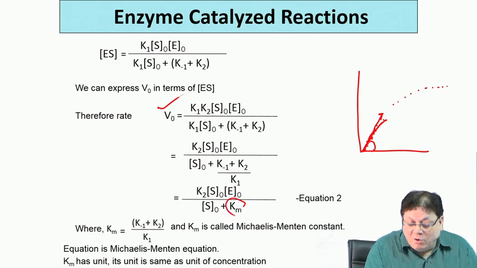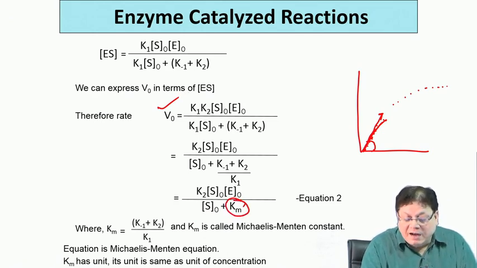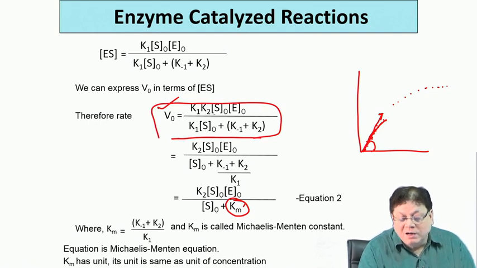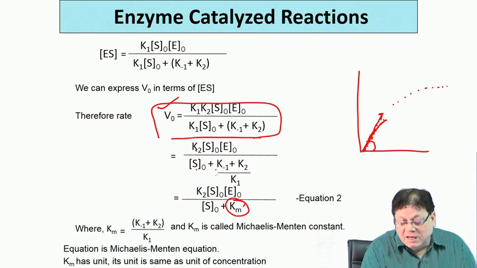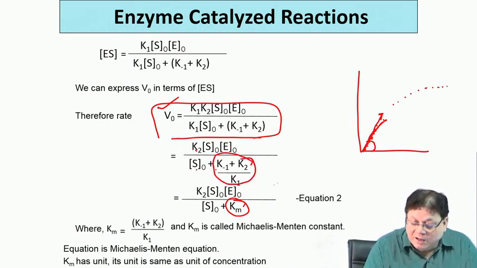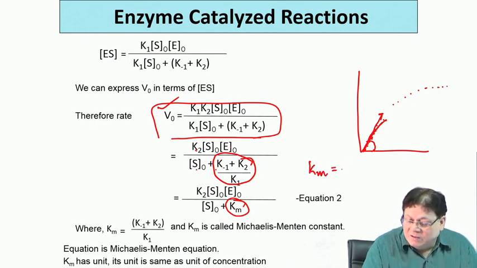Now, this Km, before that the equation is like this. Initially you get V0 equal to K1 K2 S into E0, over K1 into S plus K minus 1 and K2. These two are added together, and finally, if you divide by K1, then you get K2 S0 E0 over S0 plus (K minus 1 plus K2) divided by K1, and this is what is called the Michaelis-Menten constant. Km is the Michaelis constant.